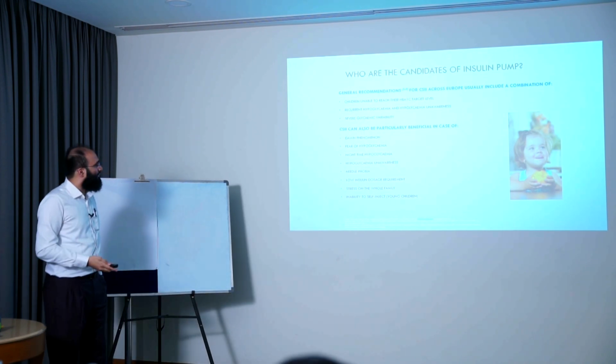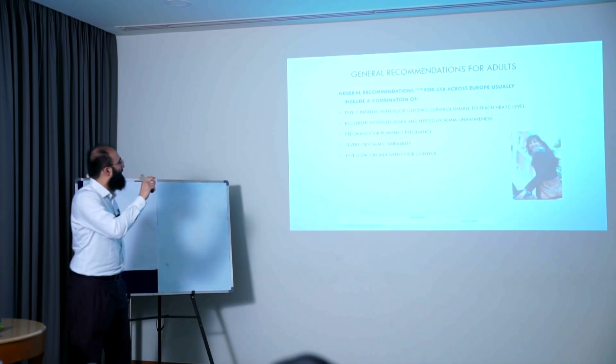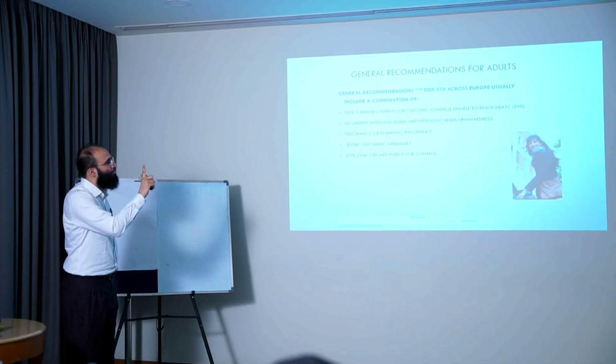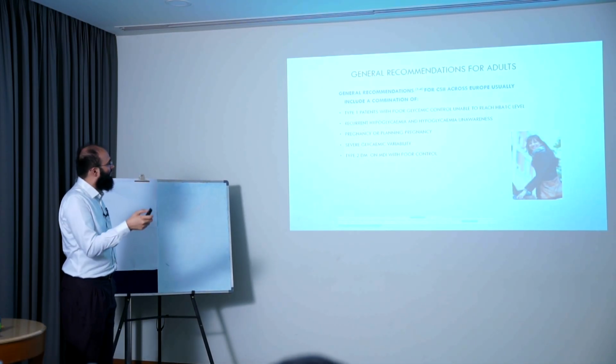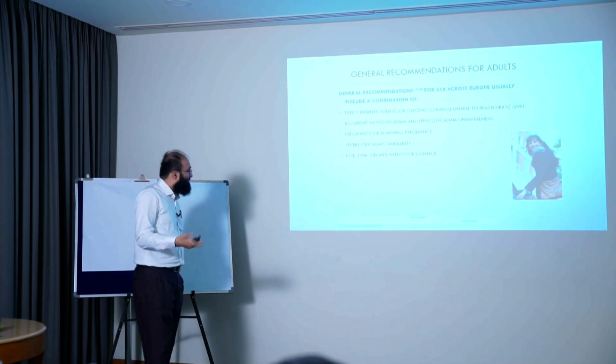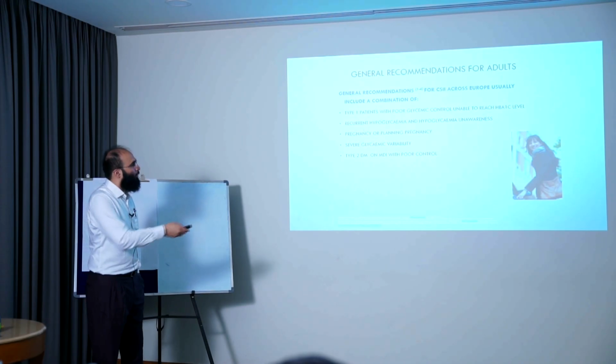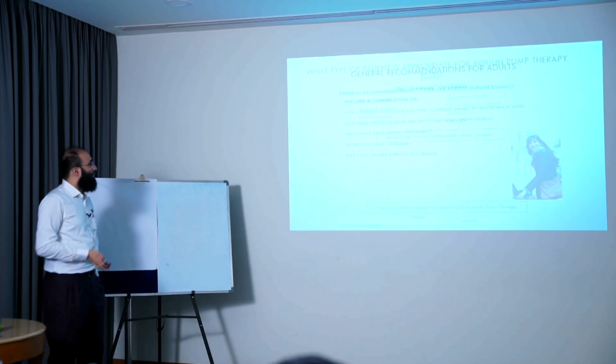Inability to self-inject in young children. General recommendations for adults usually include a combination of: type 1 patients with poor glycemic control, unable to reach HbA1c targets; recurrent hypoglycemia and hypoglycemia unawareness; pregnancy or planning pregnancy; severe glycemic variability; and type 2 diabetes on MDI with poor control. All of these become recommendations.